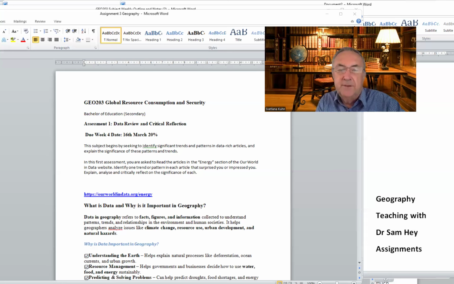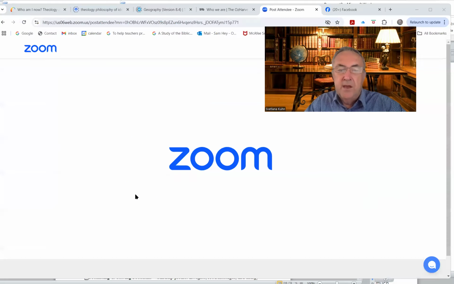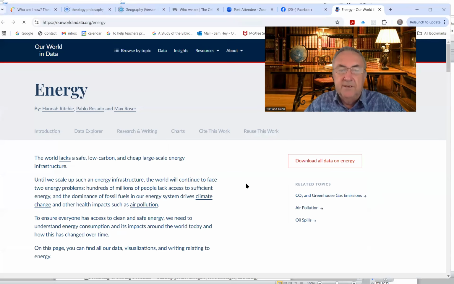And in the first assignment, you're asked to read the articles on energy in the Our World in Data website and to identify one or two or more trends or patterns in the articles that impress you, that you see as being important to teach and cover in your classroom. And you're asked to explain, analyse and critically reflect on these. So let's go now to the Our World in Data website.